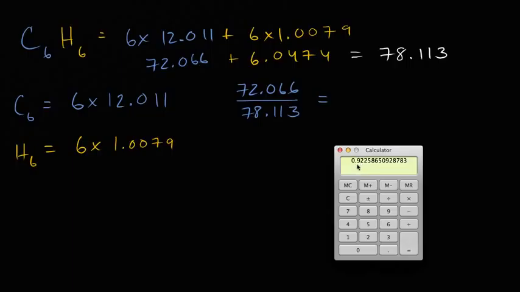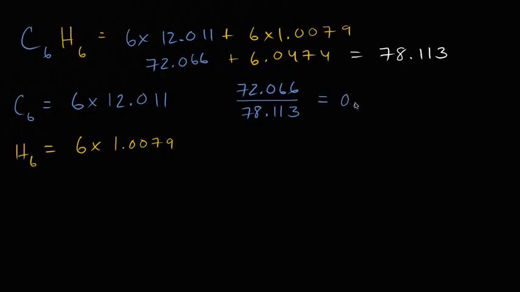So it's 0.92259 if I round this 8 up, because I have this 6 here. So this is approximately equal to 0.92259, since I'm now rounding, which is 92.259% carbon. Now, the remainder is going to be hydrogen.